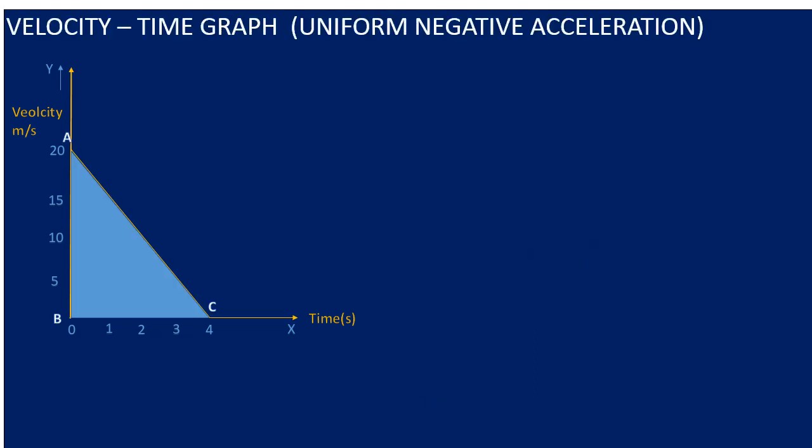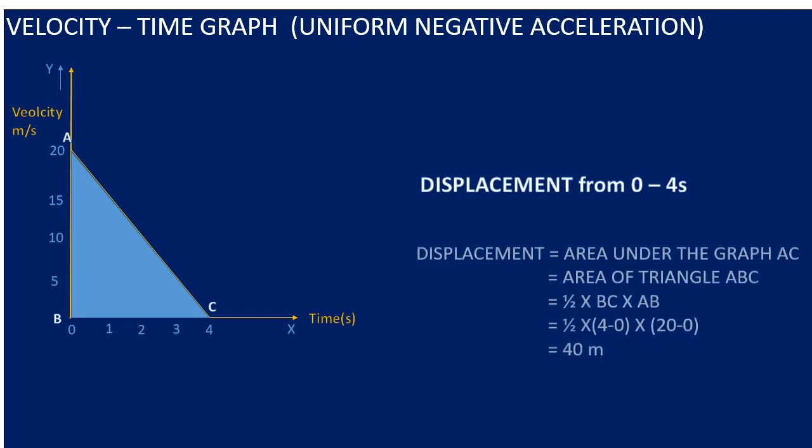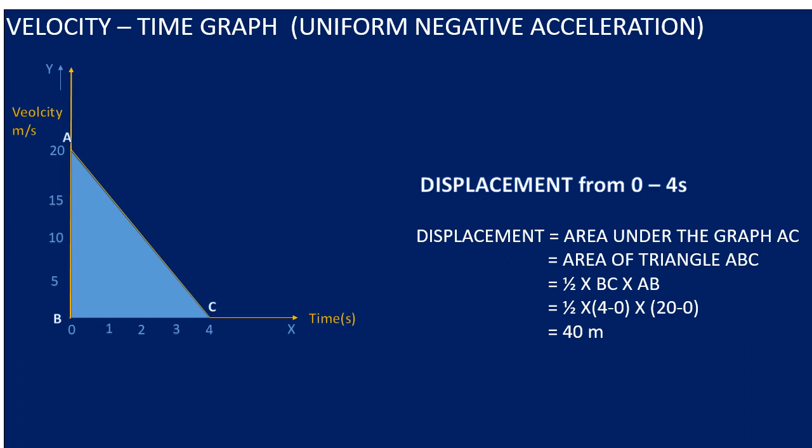In the same graph, let us calculate displacement also. So suppose we want to calculate the displacement from the time interval 0 to 4 seconds, or the distance that is covered by the object from 0 to 4 seconds, you have to take the area under the graph. So you can see that from 0 to 4 the graph is AC, and the area under the graph, it's shaded there, it is a triangle. So you have to find out the area of the triangle ABC.